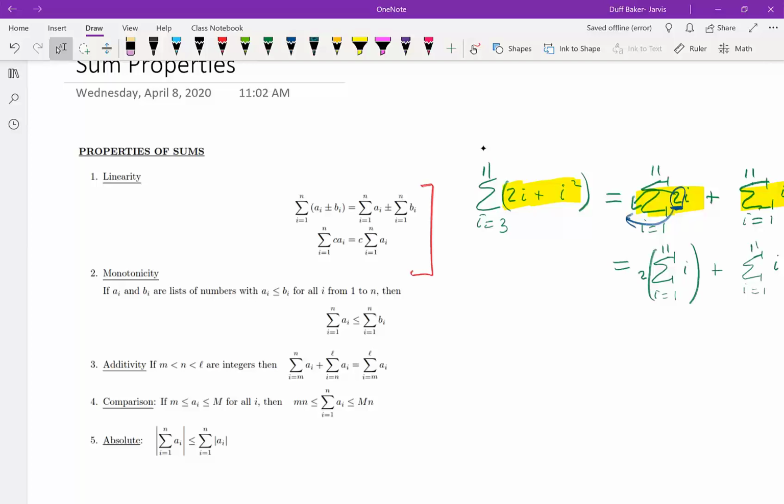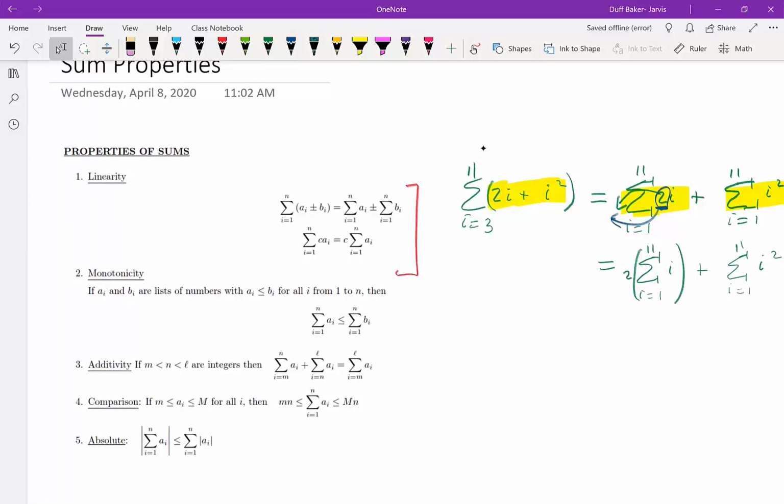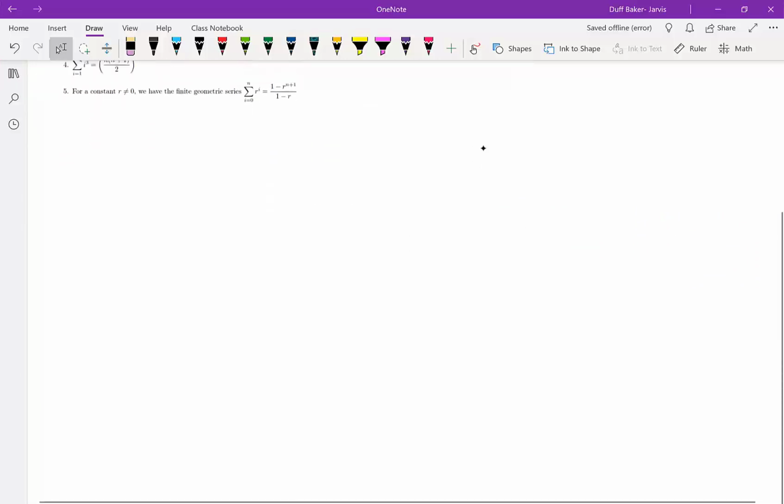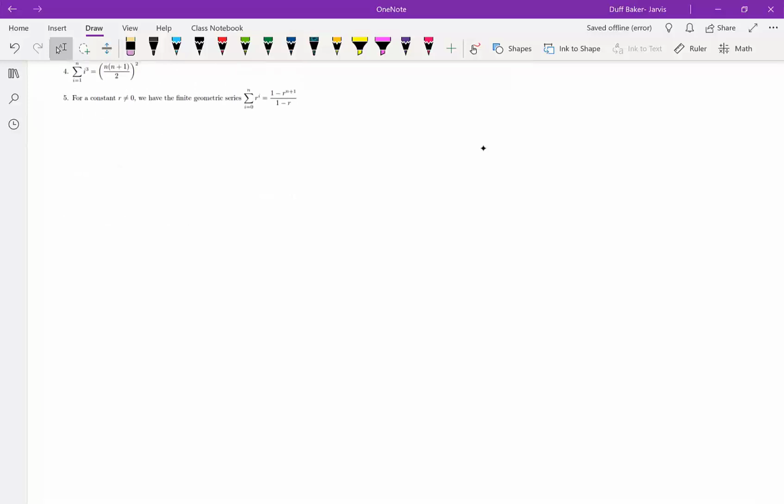Okay. So those are the properties of sums. And these are on the summary sheet if you don't want to copy them down. Okay, so before I show you that, let me just ask you a question. What is 1 plus 2 plus 3 plus 4 plus 5 all the way up to 100? So what if I add up the first 100 numbers? What do you guys think that is?